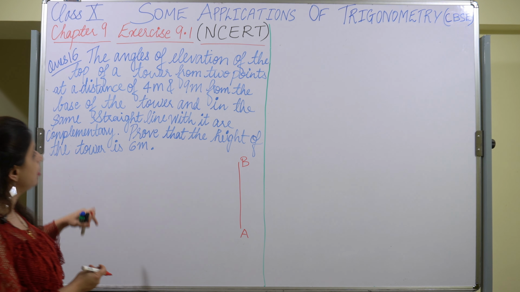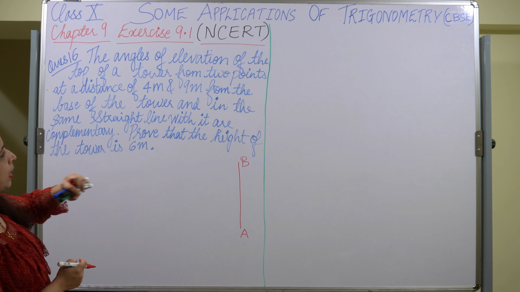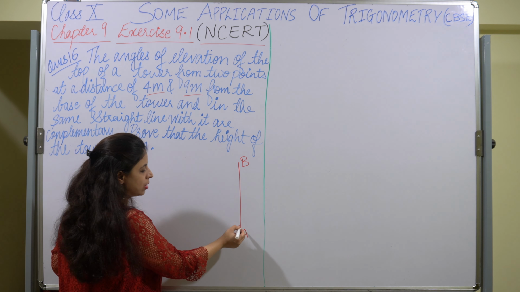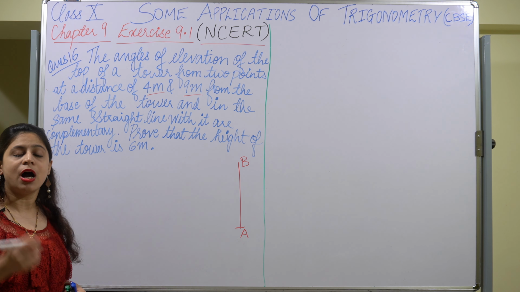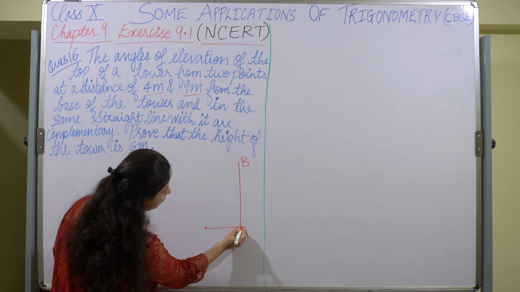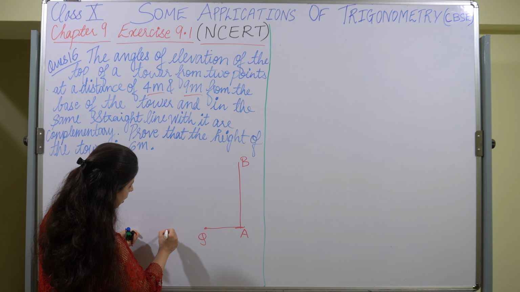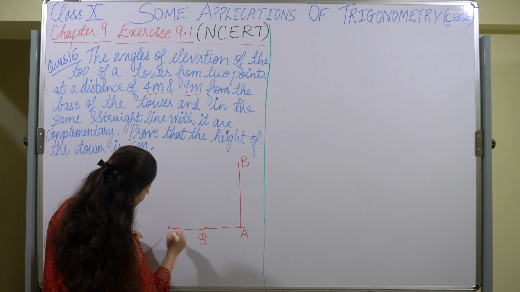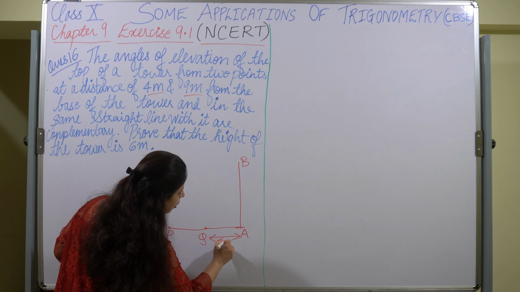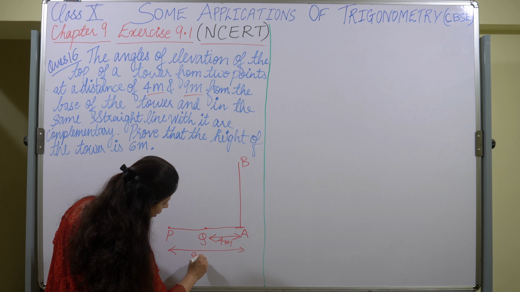Okay. And they are saying that there are two points. One point is 4 meters away and the other point is 9 meters away from the base of the tower. So the base of the tower is A. So from the base of the tower, the first point is 4 meters away. So let us take this point to be 4 meters away. Let us mark it as Q and the other point as P. So the first point Q is 4 meters away and the other point P is 9 meters away.